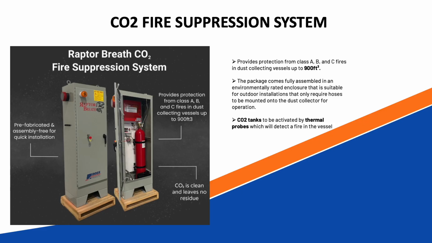Our CO2 system. Sometimes we have applications where water can't be used, whether it's because the food process can't get wet, or maybe there's no water supply for the end user. We can do a CO2 fire suppression system inside of the vessel you're trying to protect. And in our solutions, we can cover up to about 900 cubic feet of vessel, and they're activated by thermal probes. Next slide, Andy.